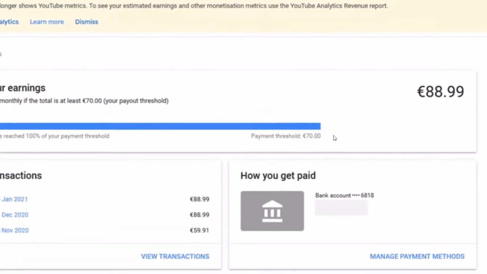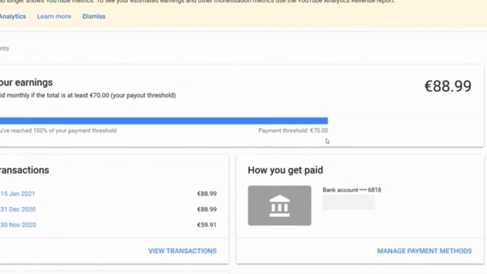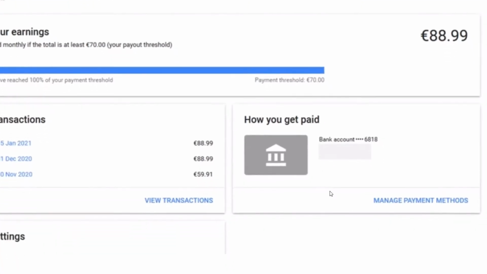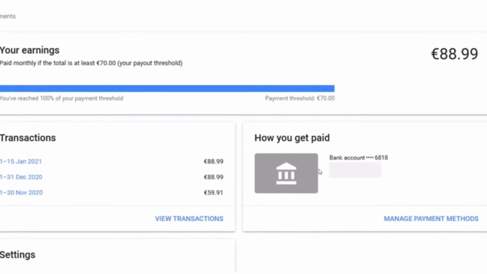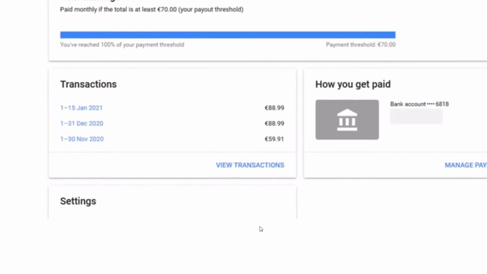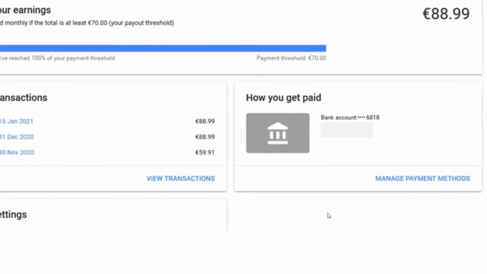I wouldn't have reached the threshold, but I maintained my threshold at 70 euros, and gradually I've reached my 70 euros. However, after meeting the threshold, it doesn't mean that on that particular day I will have my money in my bank account, because there is a time that AdSense respects. Like I said, it pays between the 21st and the 26th. Your usual YouTube earnings will always reflect between the 10th and the 14th of the month.